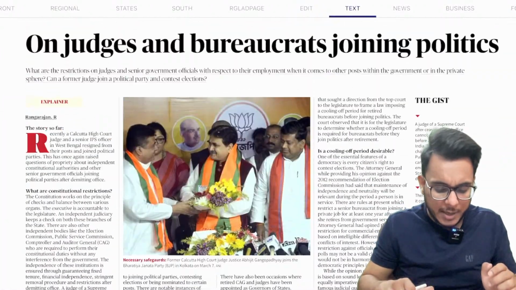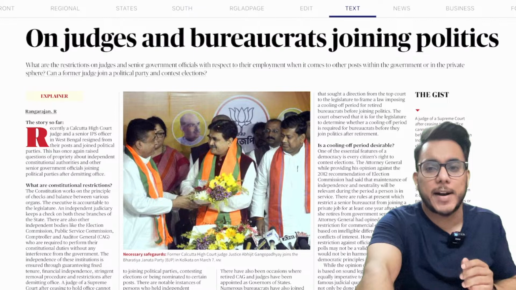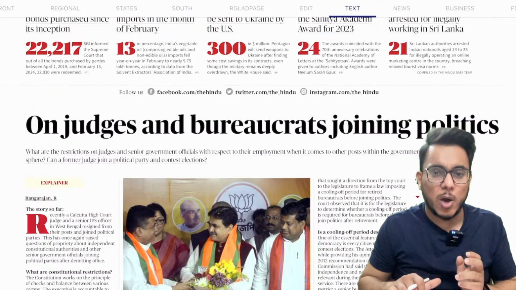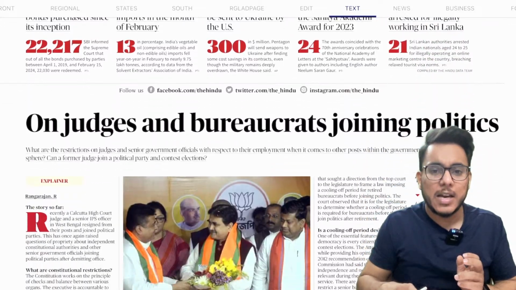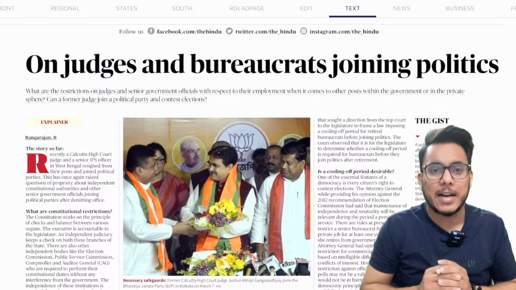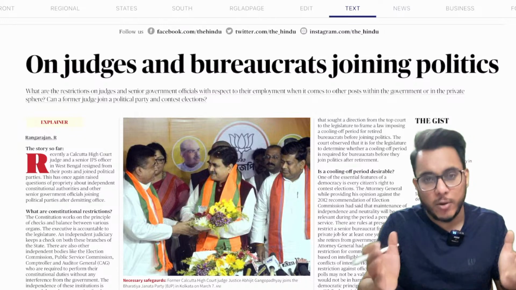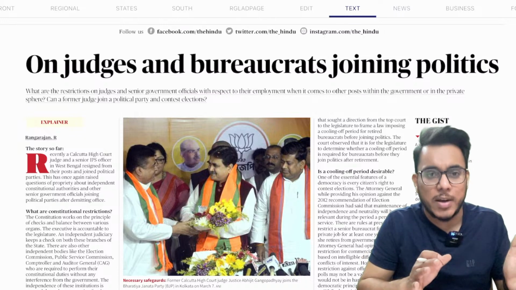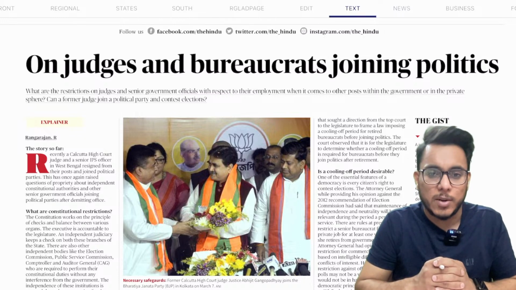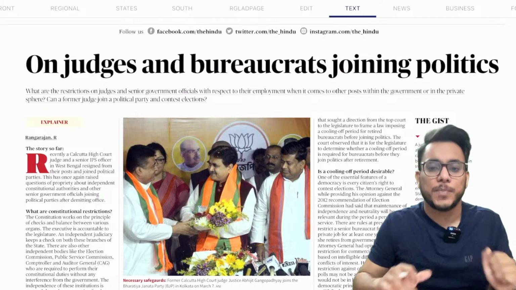Then, further moving on in Text and Context, we have this article on judges and bureaucrats joining politics. Basically, guys, what has happened? Recently we have seen that a Calcutta High Court judge and an IPS officer have joined politics. So we'll see this particular article with respect to GS Paper 4, Ethics.